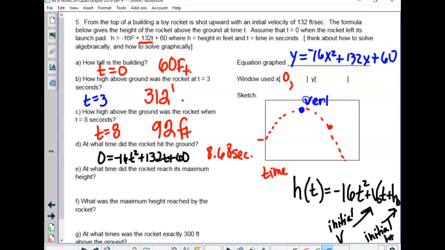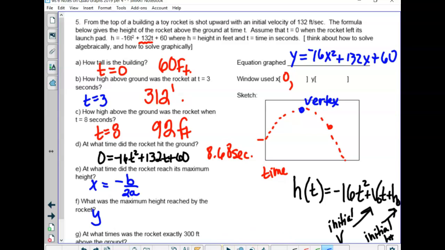Vertex. Do I want the x or the y at the vertex? At what time? I want the x. The next one is the y. So this is the x, and this is the y. So how could we find the x at the vertex algebraically? Negative b over 2a, and then we'd plug it back in to find the y.